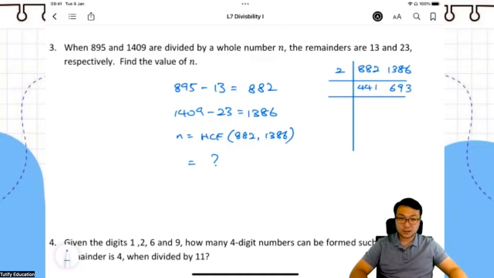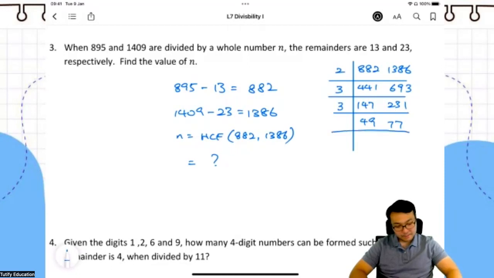Okay, so what's the next number you want to use? 3. Yep. Then what's the next number? 3 again. Yep. Then what's the next number? 7. Yep. What's the next number? It is prime, so you cannot divide anymore. Very good. You have to stop here because both of these cannot be further divided.